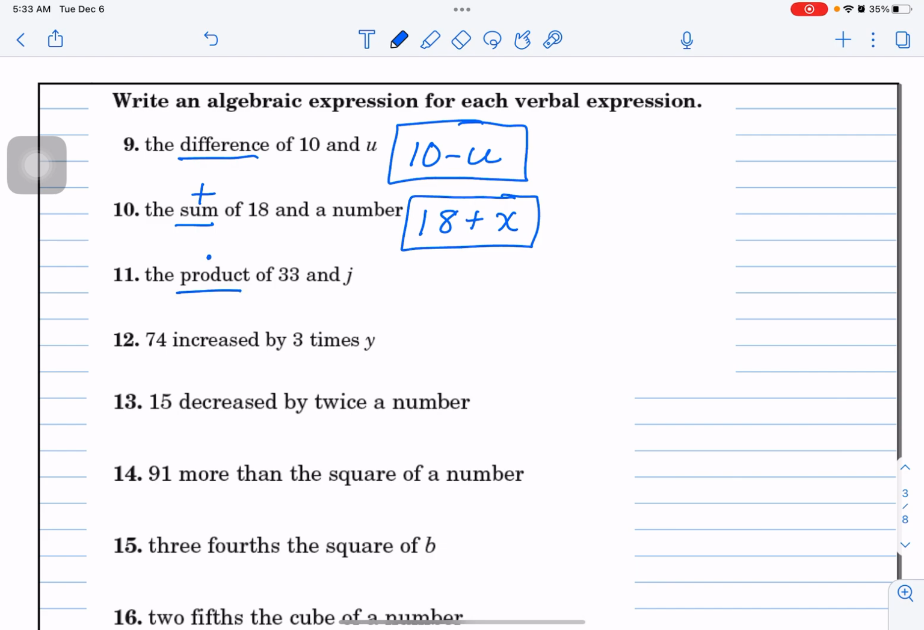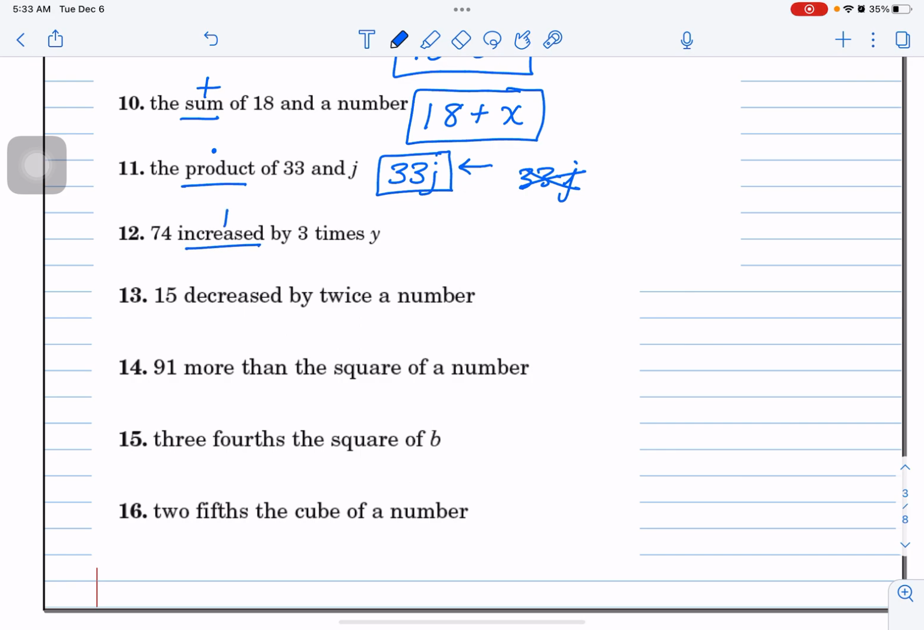Product. Product means to multiply. So 3 3J. We want to get in the habit of not putting a multiplication sign between a number and a variable. As we get into algebra, we just want to simply write it right next to each other, but know the operation that's happening.